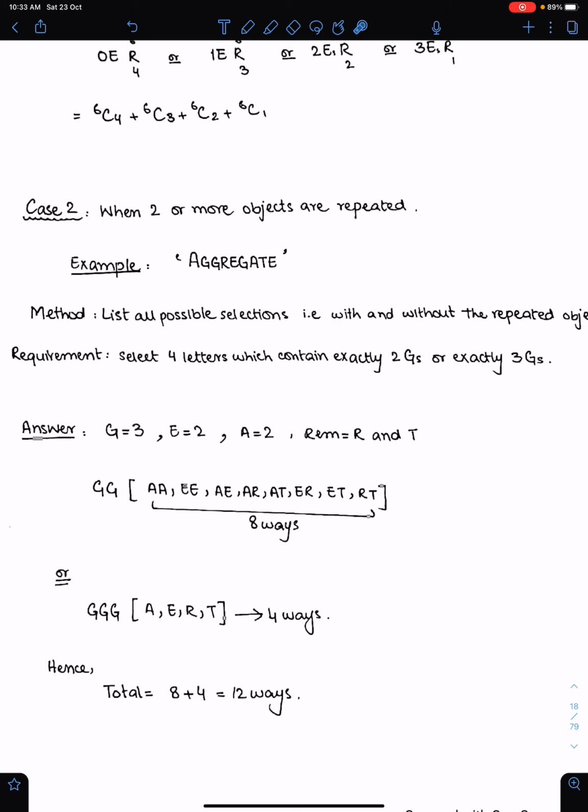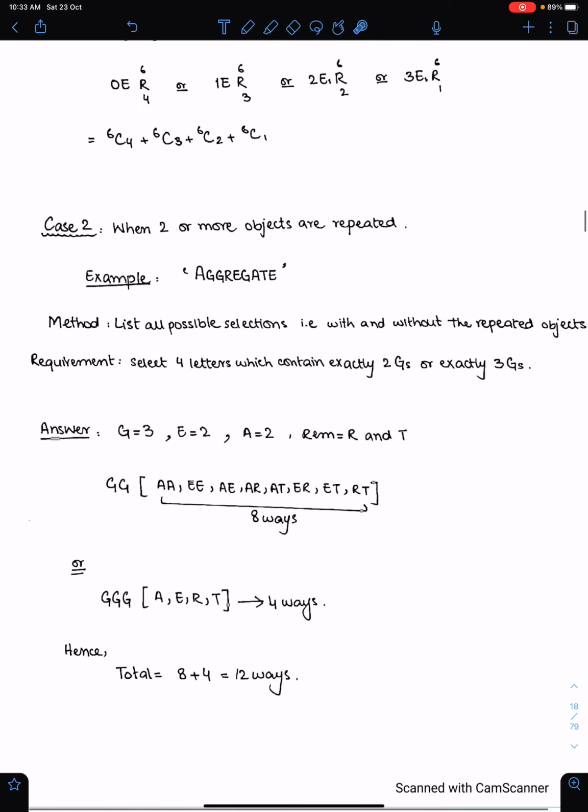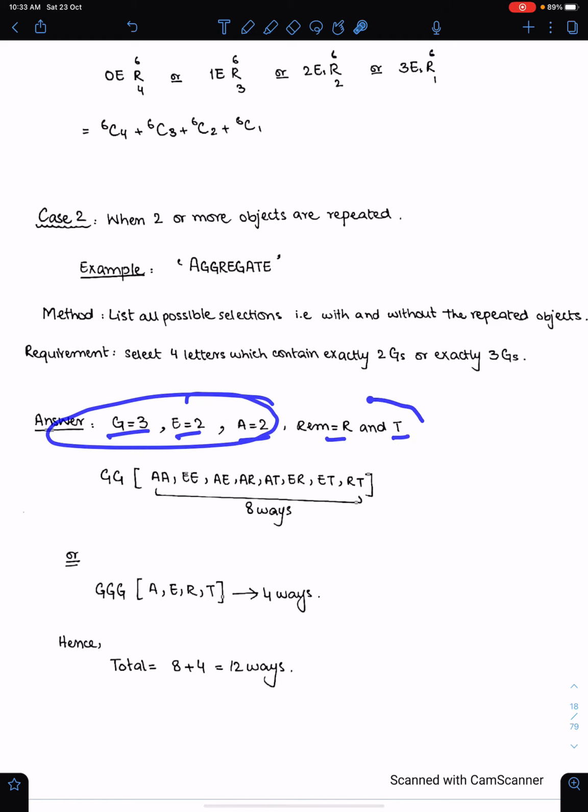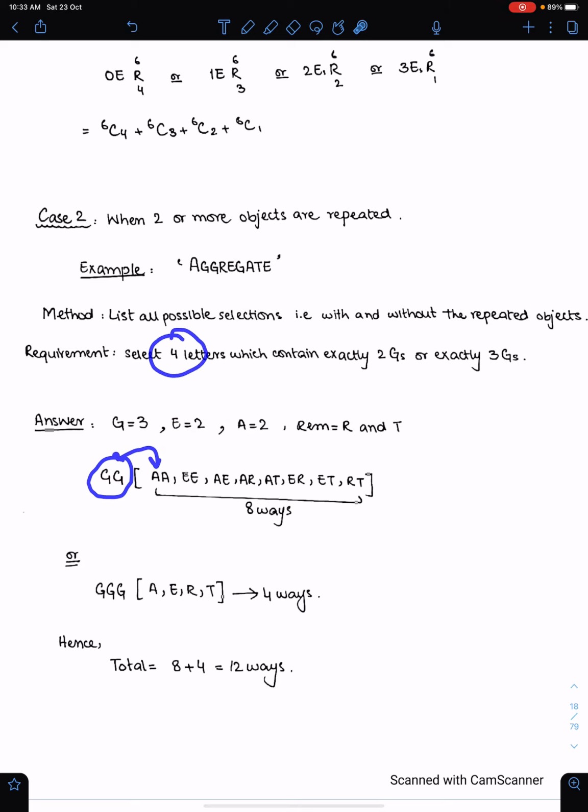So we have to first list the data, list the letters. 3 G's, 2 E's, 2 A's, remaining letters R and T. These are the repeated letters and these are the distinct letters. So selections with 2 G's. We can have 2 A's with 2 G's because altogether we need 4 letters. We can have 2 E's with 2 G's like this, G, G, E, E.